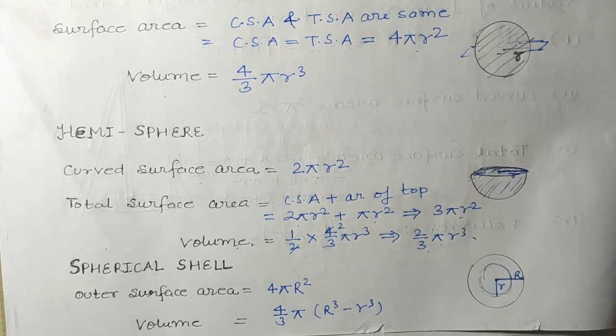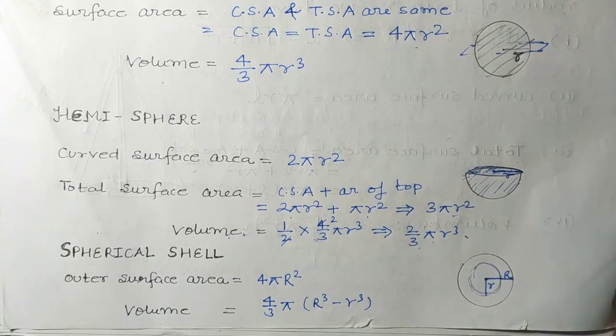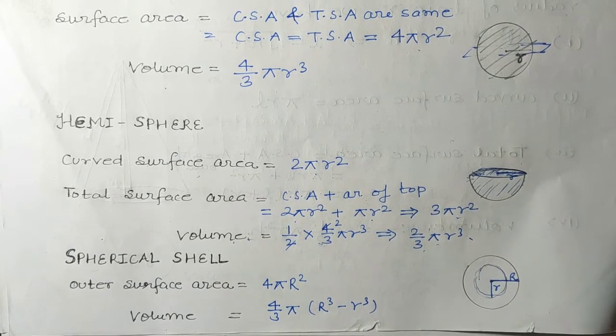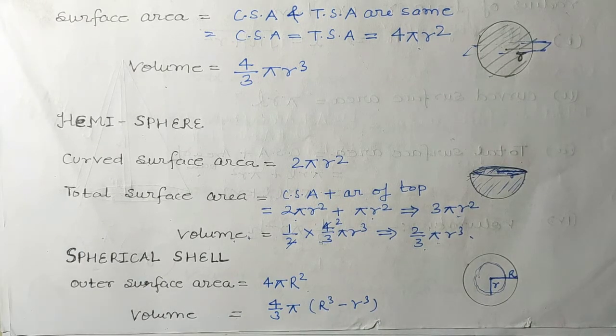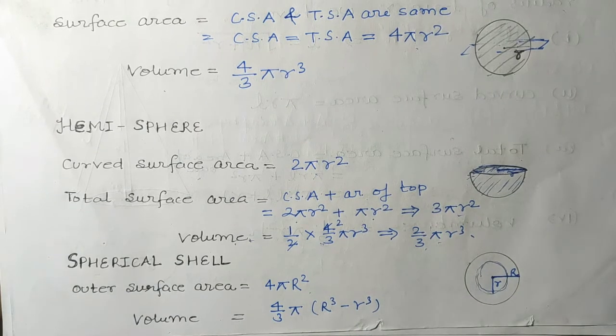Then we have studied the spherical shell. In a spherical shell, the outer surface area is 4 pi R square, and the volume is 4 by 3 pi (R cube minus r cube). This is the volume of a spherical shell. So this much we have studied in the last part, that is in part 1.